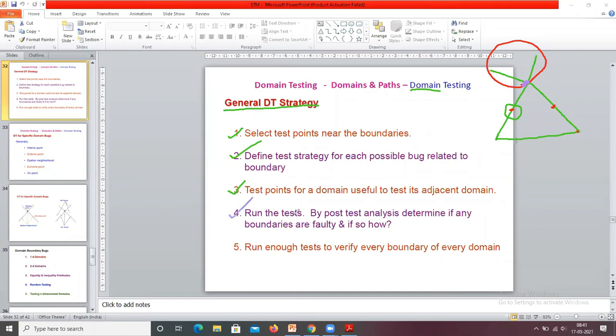So the next one: run tests, and post-test analysis determines if any boundaries are faulty and if so, how. Here you are running some test cases followed by post-test analysis. What it means is that after testing, you are going to analyze why you got the bug. If you find any boundaries are faulty, then you are going to find out how it happened.